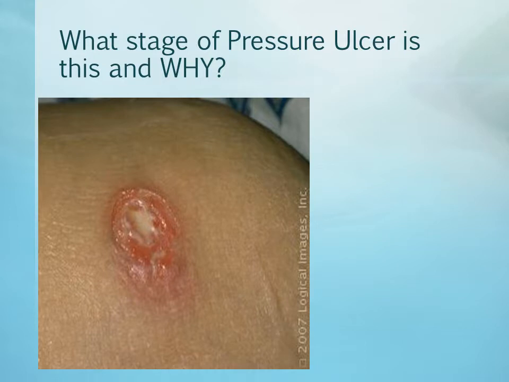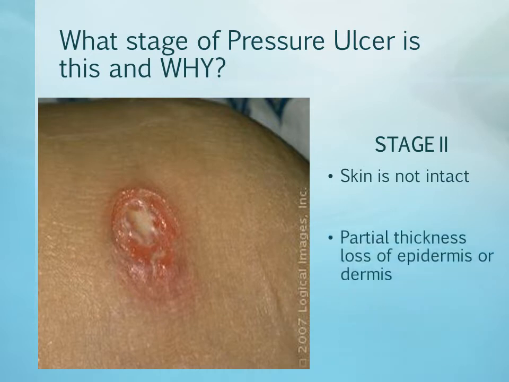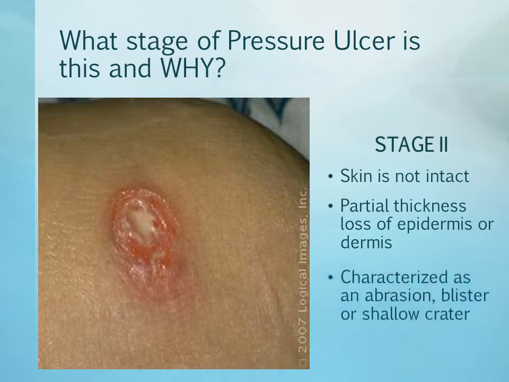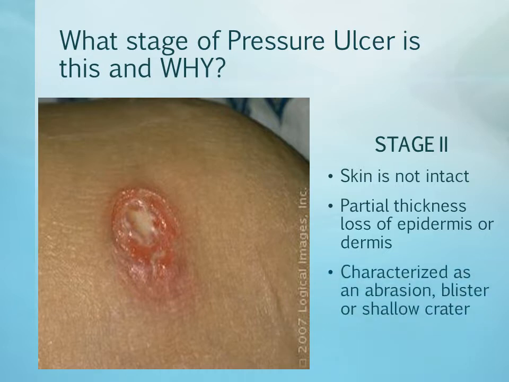What stage of pressure ulcer is this one and why? This is a stage 2. Because the skin is not intact, there is partial thickness loss of the epidermis or dermis, and it is characterized as an abrasion, a blister, or shallow crater.